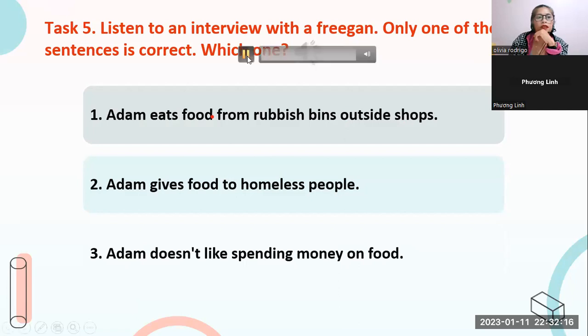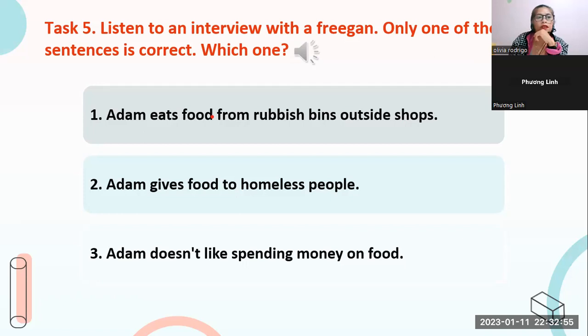Lesson 4C. Exercises 5 and 7. Adam, you are a freegan from London in the UK. So, what is a freegan exactly? Freegans eat food that other people throw away, and they sometimes give the food to other people. Why do you do that? Well, I believe that rich countries throw away too much food, and they throw away good food. It's bad for the environment.